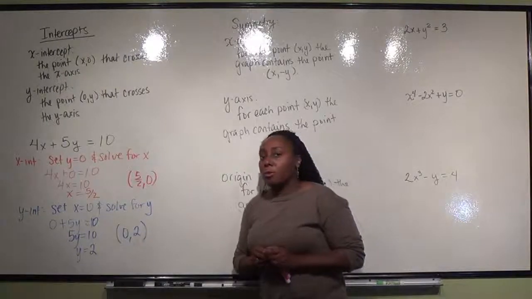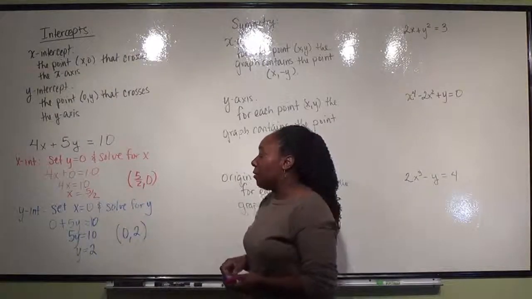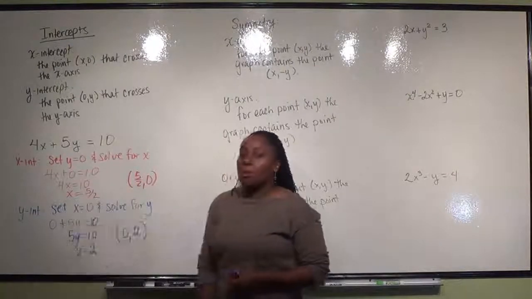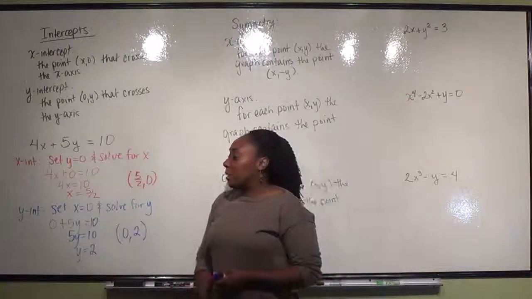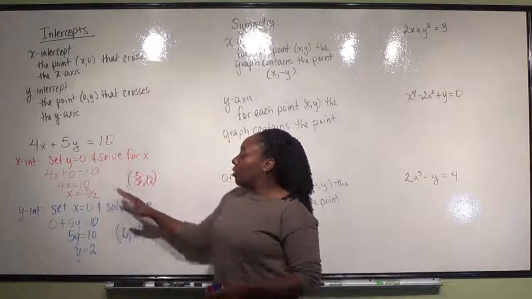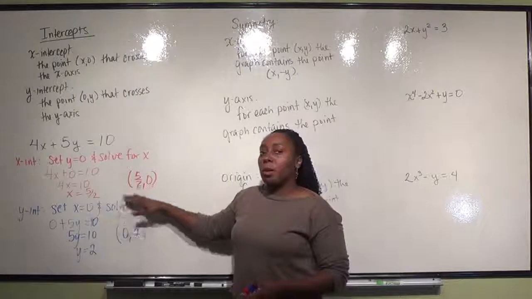Again, be careful of your notation here. If we're asking for intercepts, it is not enough to say y equals 2 or x equals 5 halves. As you will see later, those mean different things. So when we're talking intercepts, we really do mean the ordered pairs given here.